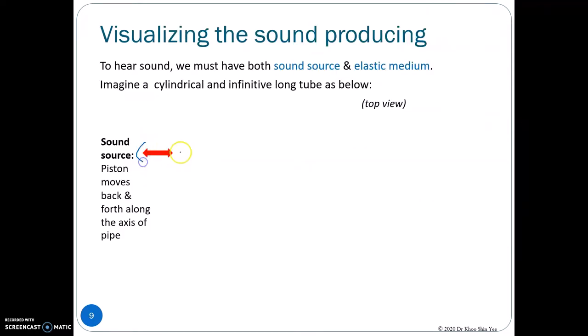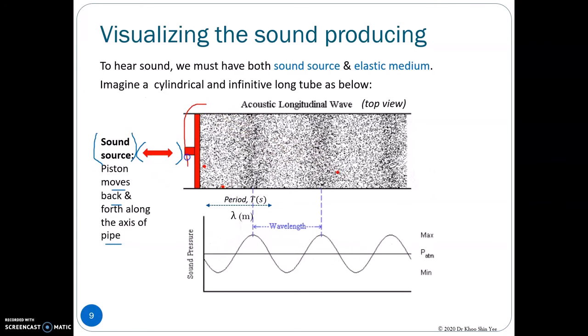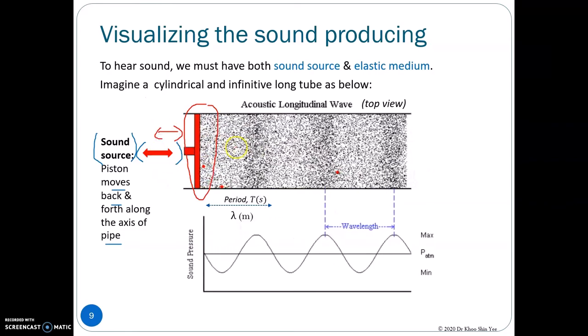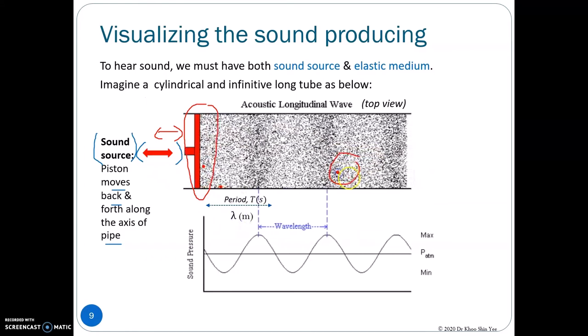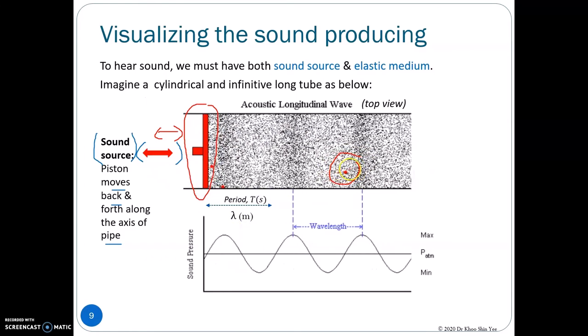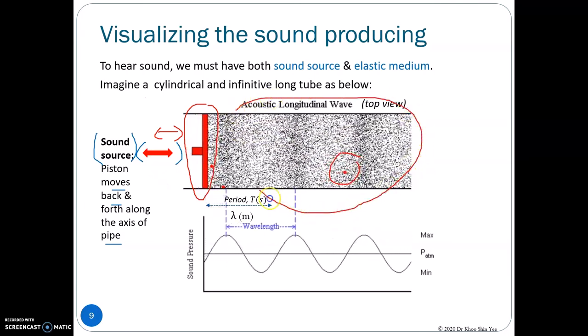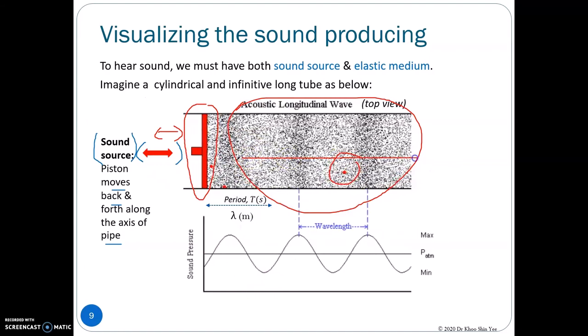In this case, we have a piston that is moving back and forward in the axis of the pipe. So this is the sound source. In this animation, you can see that when the piston is moving back and forward in this direction, it will cause the air particles in the tube, for example at this point here, to vibrate. So if you look at the overall picture here, the sound wave is propagated from one side to another side.